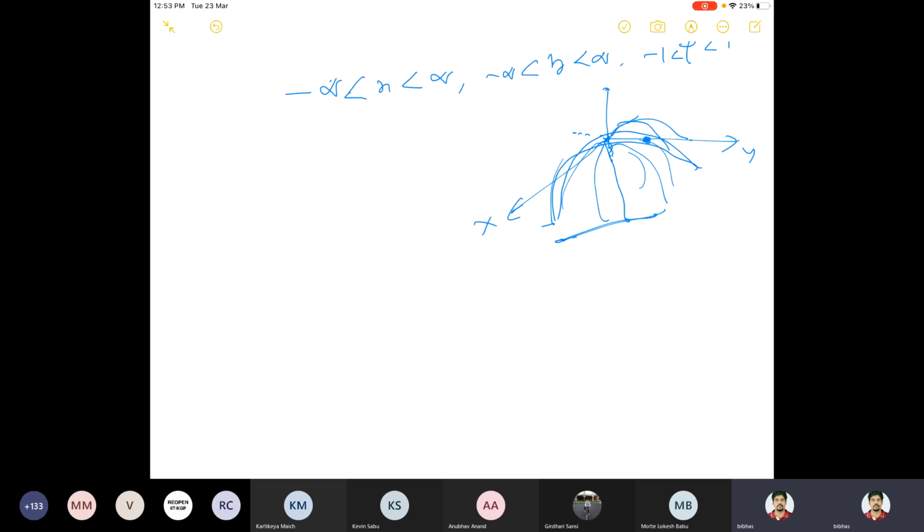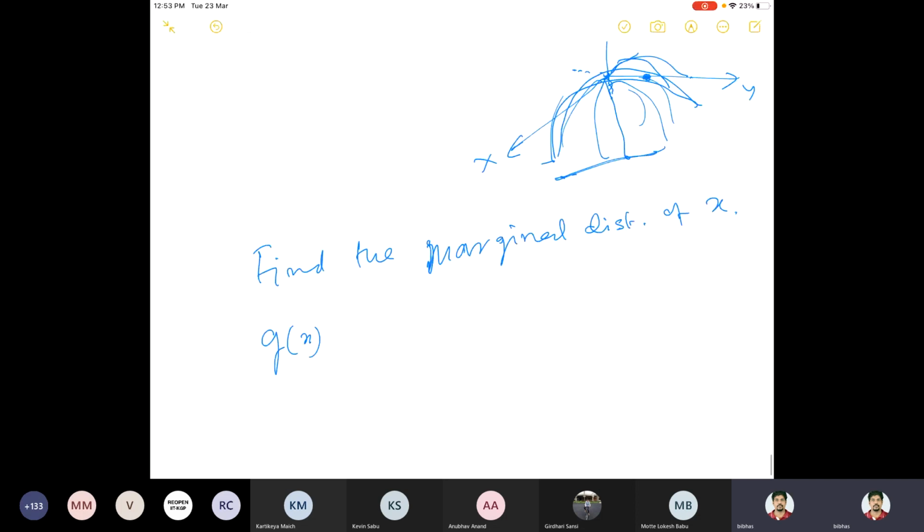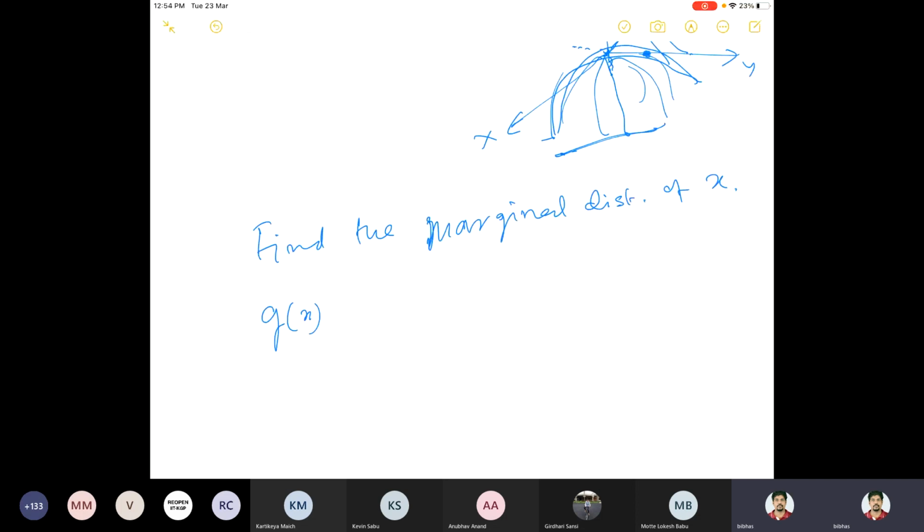Now if you want to find the marginal distribution of x, let's say this is g of x, how can this be found? You have to take the integration over all y. Because this is a continuous case, we have to take the integration over all y, from minus infinity to infinity, of something in terms of y, and then dy will be here.